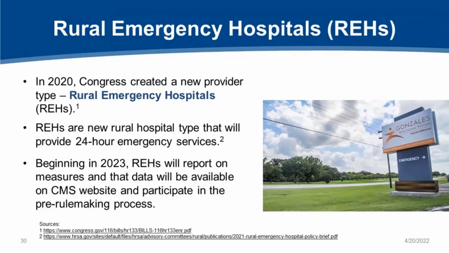Beginning in 2023, rural emergency hospitals will report on quality measures that will be available to the public on the CMS website. These measures are required to go through the pre-rulemaking process that I just outlined, and they'll be going on the 2022 measures under consideration list to be reviewed by the Rural Health Advisory Group later this year. It is initiatives like these I just outlined that really work together to increase the voice and perspective of rural communities in measurement in many of our value-based programs.